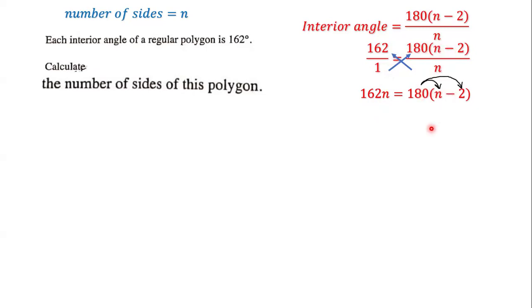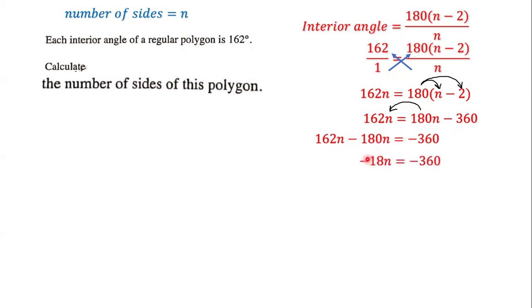Next, we distribute. So 180 times n and 180 times 2. What does that give us? Well, that gives us 180n, and 180 times 2 is going to be 360. And so what we have in this equation is 162n is equal to 180n minus 360. Next, we take the 180n and we send it over the equal sign. And so what we have is 162n minus 180n is equal to negative 360. Next, we subtract and we get negative 18n is equal to negative 360.